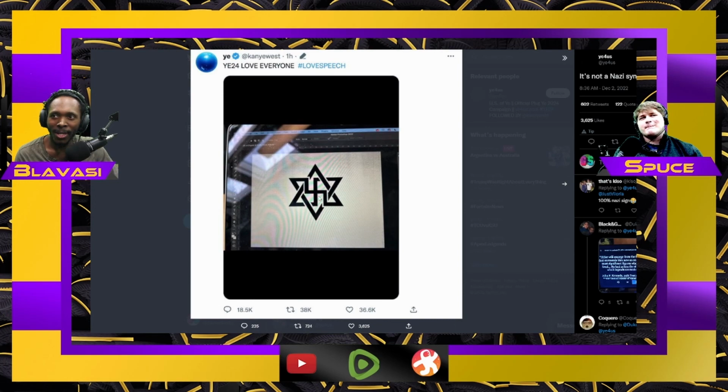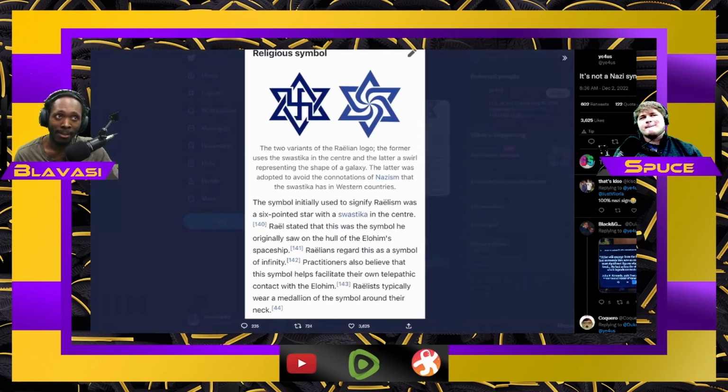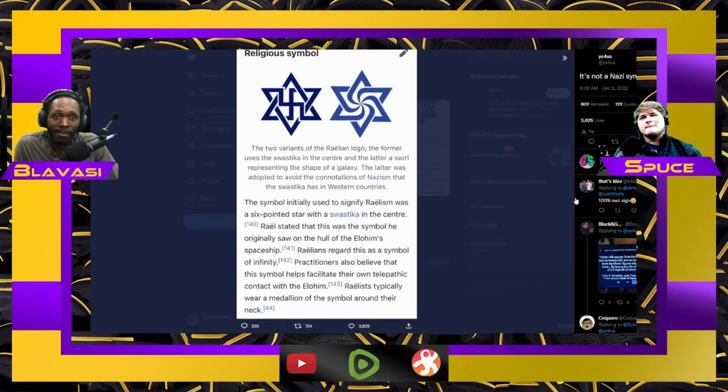This, right, is what Kanye made. Now, apparently from what is being said, this is not a Nazi thing. The two variants of the Ye-lon logo: the former uses the swastika in the center, and the latter is a swirl representing the shape of a galaxy. The latter was adopted to avoid the connotations of Nazism that the swastika has in Western countries.